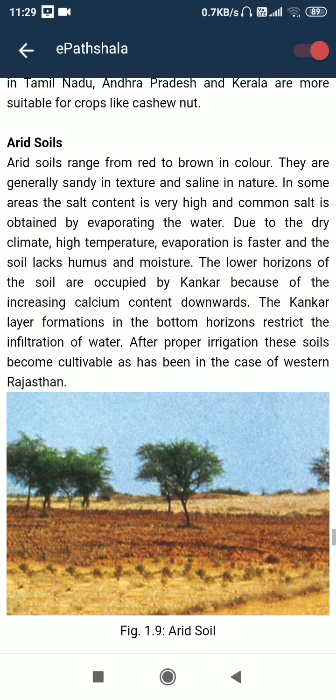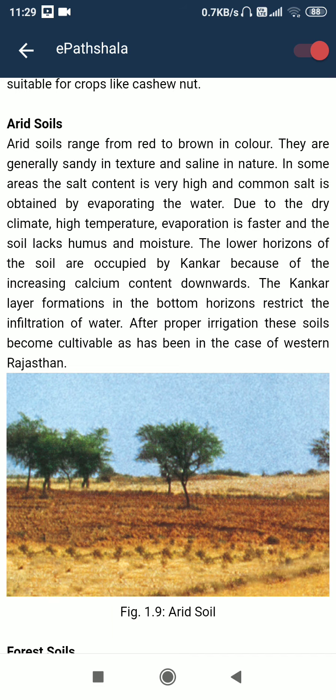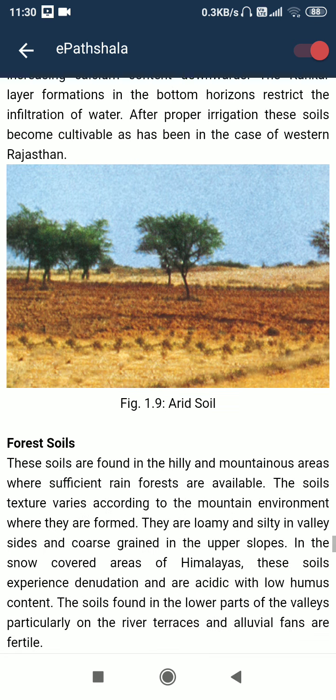Arid soil. Arid soils range from red to brown in color. They are generally sandy in texture and saline in nature. In some areas, the salt content is very high and common salt is obtained by evaporating the water. Due to the dry climate and high temperature, evaporation is faster and the soil lacks humus and moisture. The lower horizons of the soil are occupied by kankar because of the increasing calcium content downward. The kankar layer formation in the bottom horizon restricts the infiltration of water. After proper irrigation, these soils become cultivable, as has been the case in western Rajasthan.